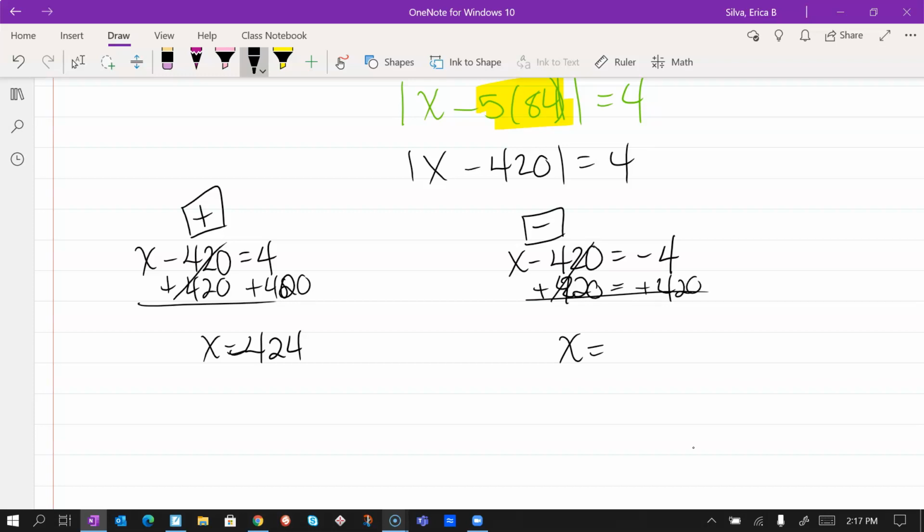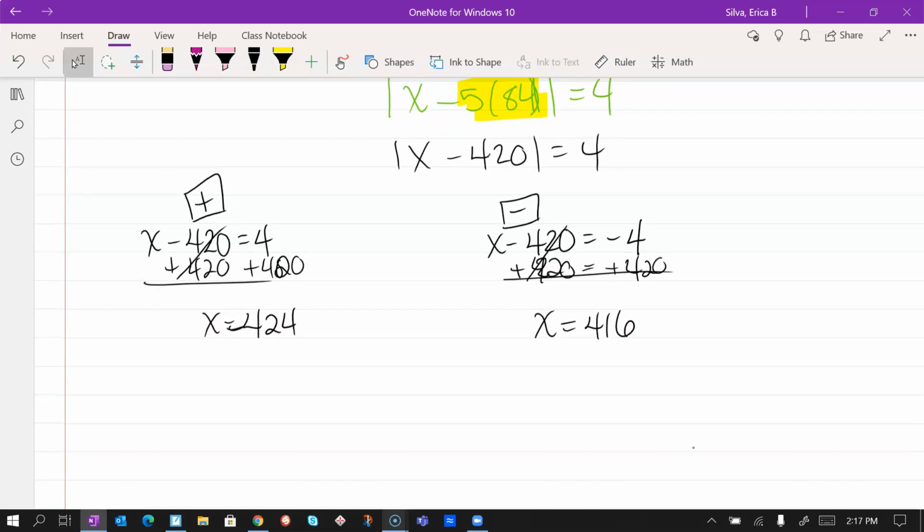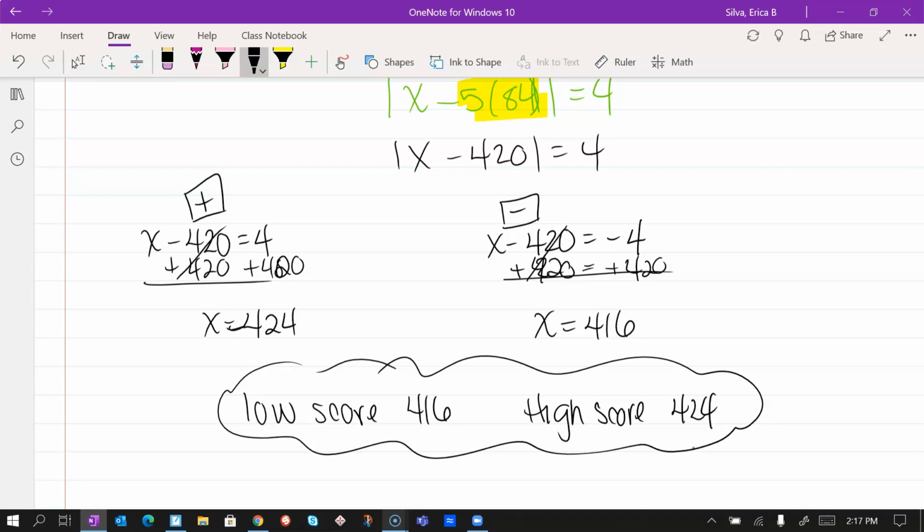So when they give you the equation, you're basically just solving. All right, so then our minimum score or our low score is 416. And my high score is 424. Too easy, huh?